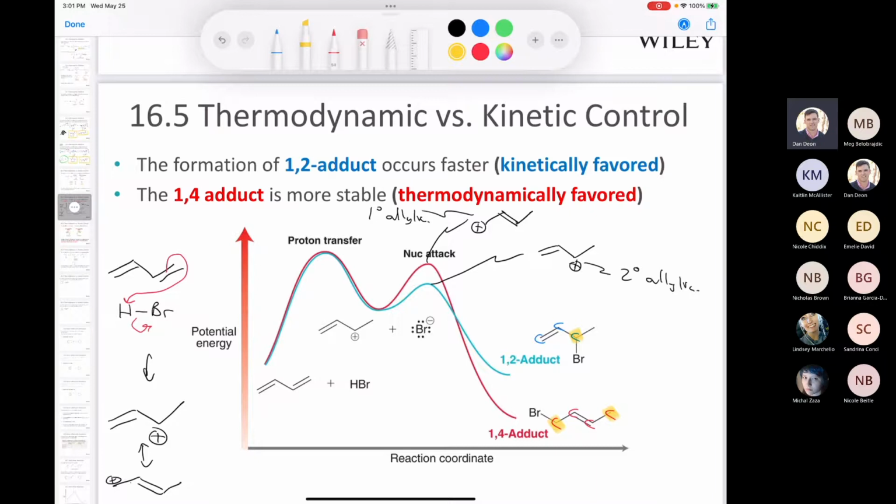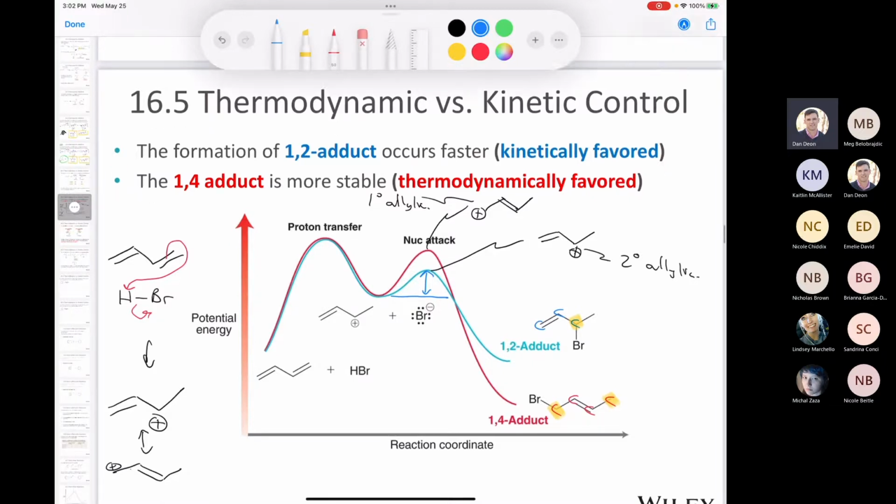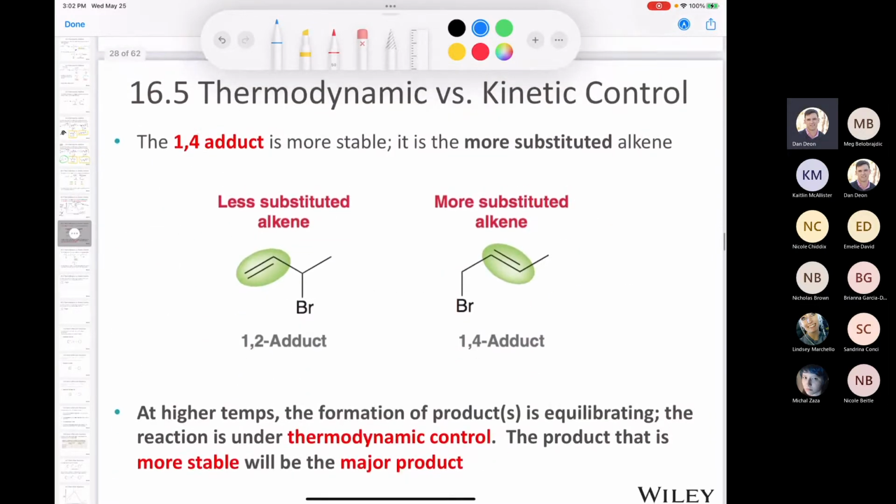So since the activation energy for the formation of the 1,2 adduct is smaller, we call it the kinetic product, because we can run this at low temperature. Whereas if we're at a higher temperature, then we provide the molecule with enough energy to go over the higher activation energy to give you the 1,4 adduct. Summarized, it says it right here. The 1,4 adduct is more stable because it's the more substituted alkene.